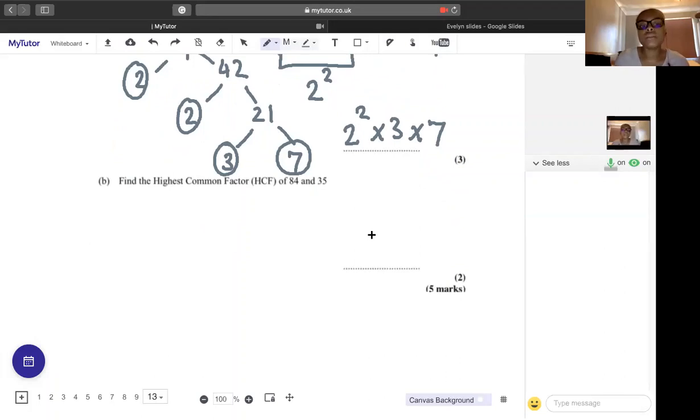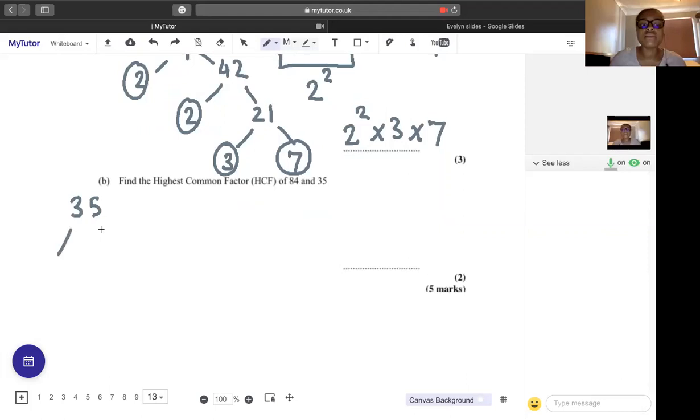So this one is asking us to find the highest common factor between 84 and 35. Now we've already split 84 into a product of its prime factors. So all we have left to do is to split 35 into a product of its prime factors and then work out the highest common factor from there. So let's split 35 first.